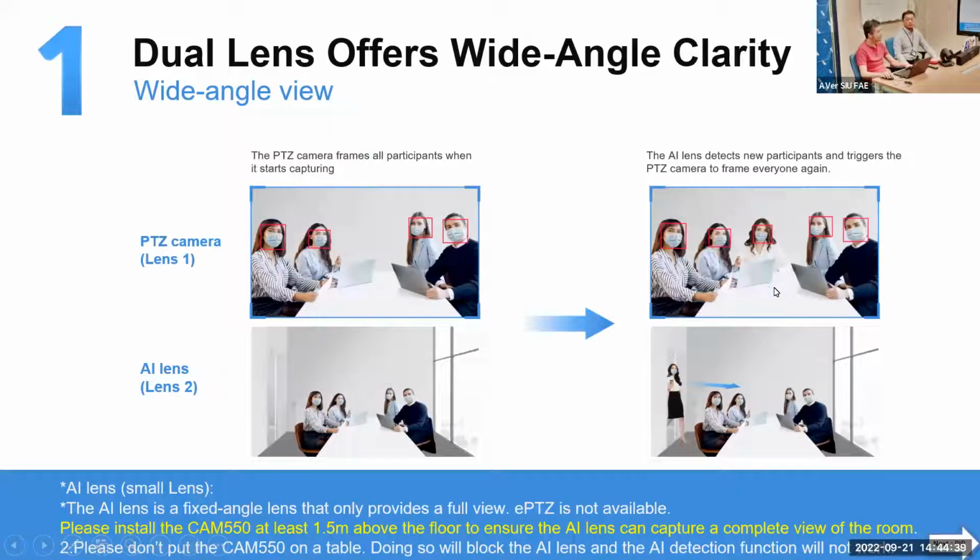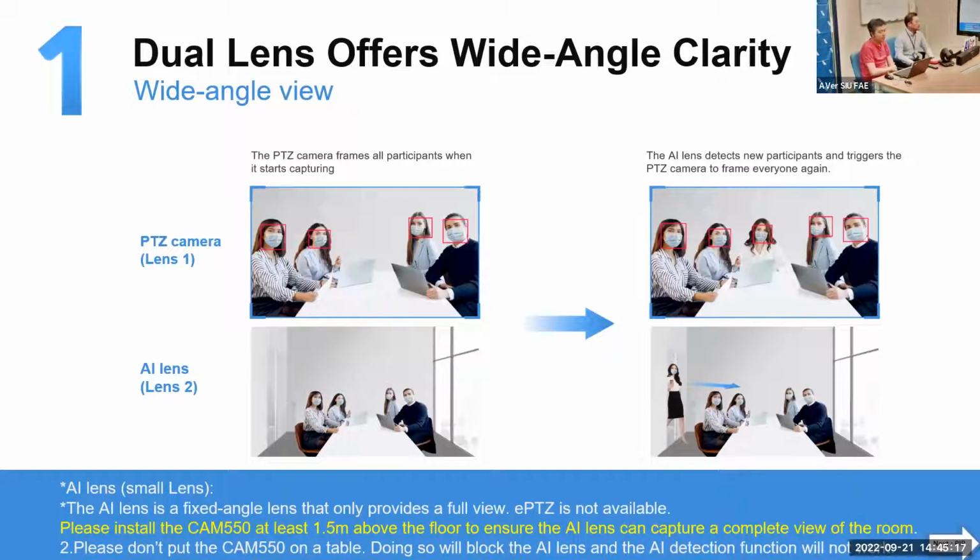Okay, hold on a second. Because we have just a new participant coming into the meeting room. So this slide is for the CAM550 dual lens PTZ AI camera. So we have the AI lens and also the main camera for the PTZ camera. This is a dynamic camera function. So for the newcomer joining, this page is talking about the CAM550.